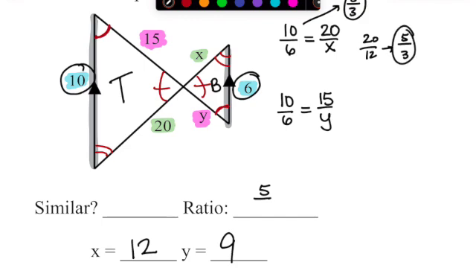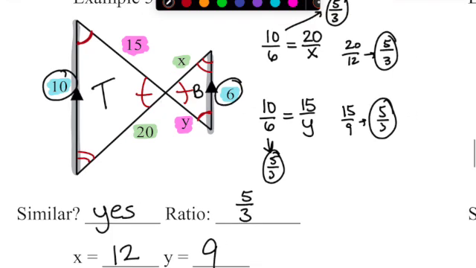There we go. 10 over 6 again is 5/3. And now that I found out what Y was, that's just 15 over 9. You take out a 3, you are left with 5/3 again. So no matter what you're looking at now, your ratio is 5/3. Are they similar? Yes, they are.